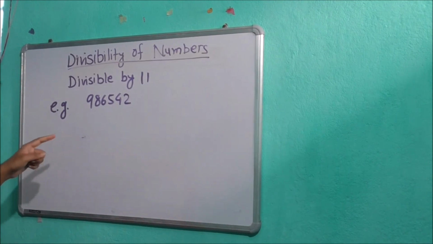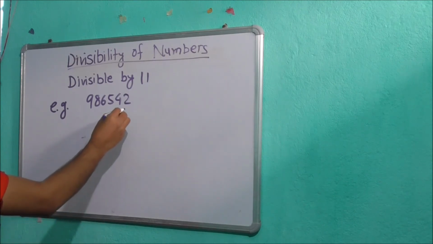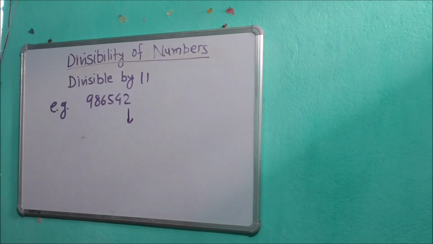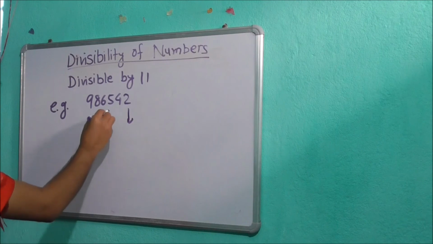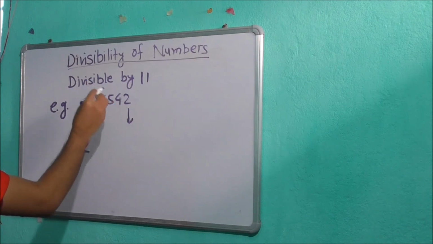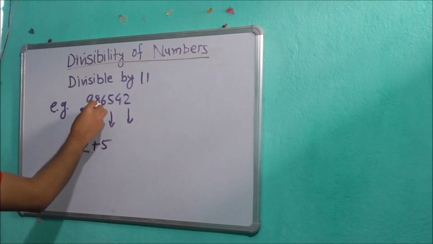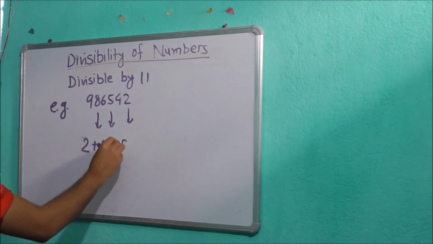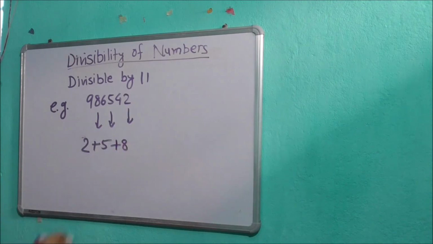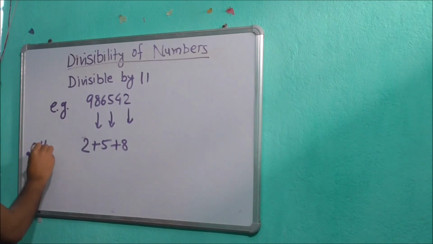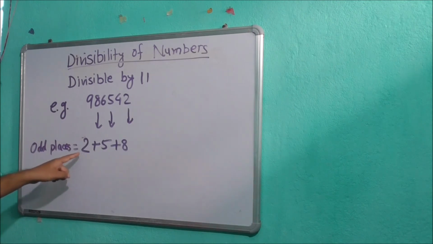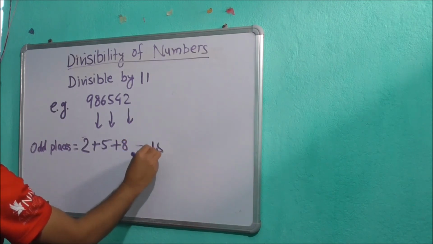Now this was our number, for example 986542. Now what we need to check is the digits at odd places. So the digits at odd places are 2, then 1, 2, 3, 3rd place, 5, 4, 5th place, 8. So this is the sum of digits at odd places. That is 5, 2, 7, 8, 15.